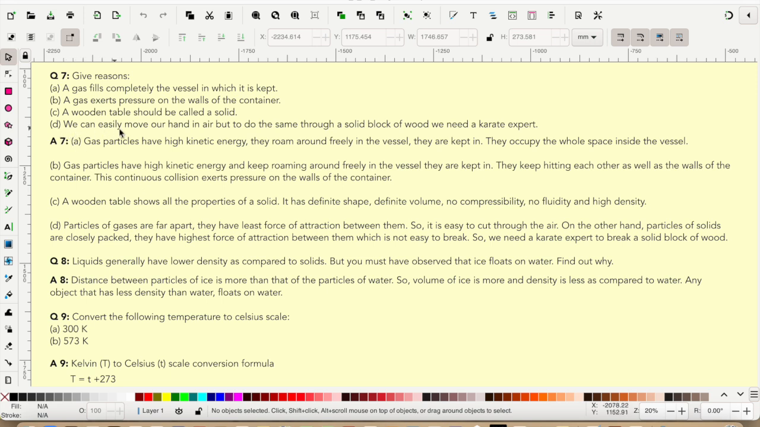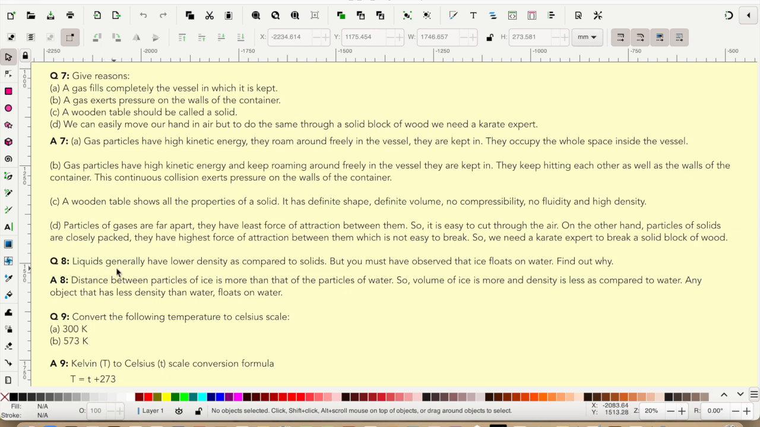Part D. We can easily move our hand in air, but to do the same through a solid block of wood, we need a karate expert. Answer is, particles of gases are far apart. They have least force of attraction between them, so it is easy to cut through the air. On the other hand, particles of solids are closely packed. They have highest force of attraction between them, which is not easy to break. So we need a karate expert to break a solid block of wood.